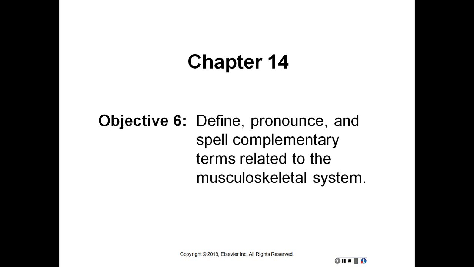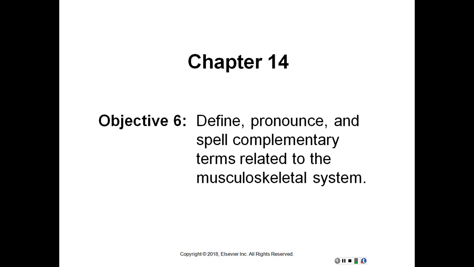Podiatrist, specialist in treating and diagnosing diseases and disorders of the foot, including medical and surgical treatment. Prosthesis, or prostheses, which is plural, artificial substitute for a missing body part such as a leg, eye, or hip replacement. Rheumatologist, physician who specializes in the study and treatment of rheumatic diseases. And rheumatology, study and treatment of rheumatic diseases, musculoskeletal diseases characterized by inflammation and degeneration of structures.